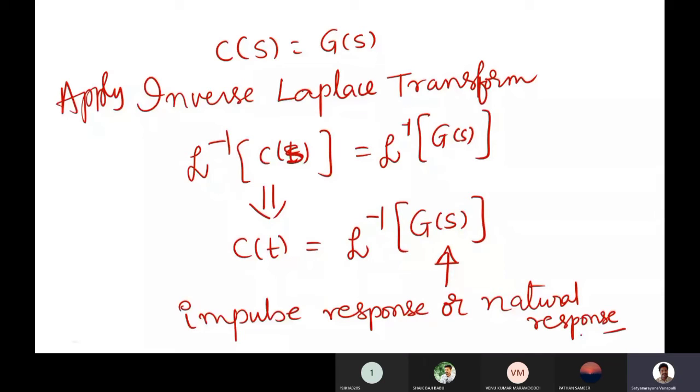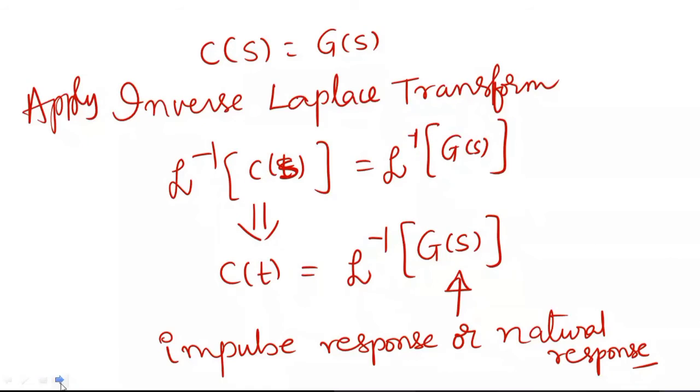So what is impulse response? The response of a system due to impulse input is known as impulse response, or another name for this impulse response is natural response. Now, let us try to find out the impulse response of a first order system.